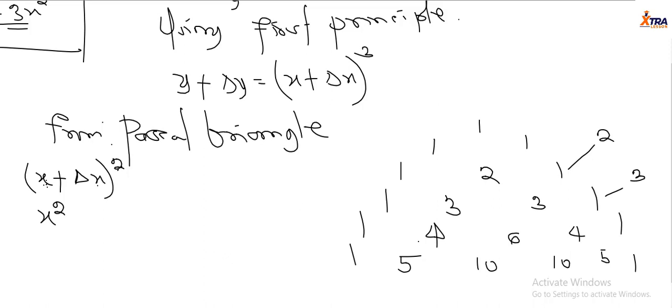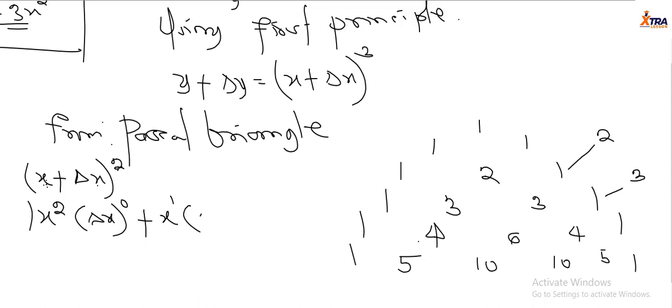1, 2, 1. So we have the coefficient here to be 1, which is the same thing as x to the power 2. So we have x to the power 2, delta x to the power 0, which is the lowest. Plus we have x to the power 1, which is now decreasing, while this is what?